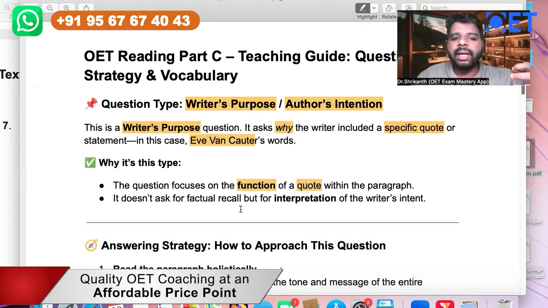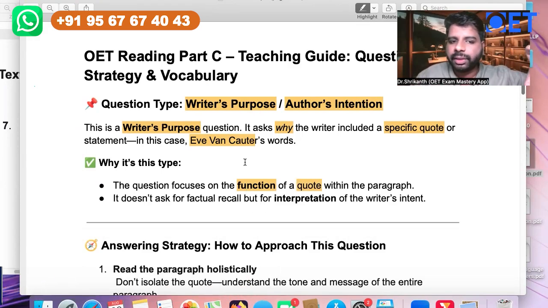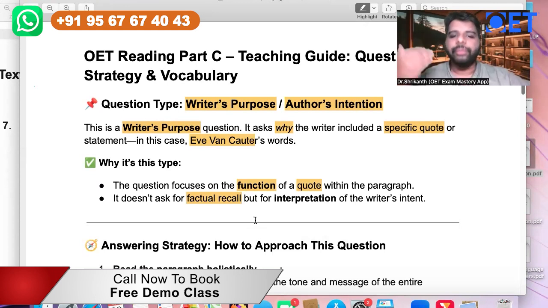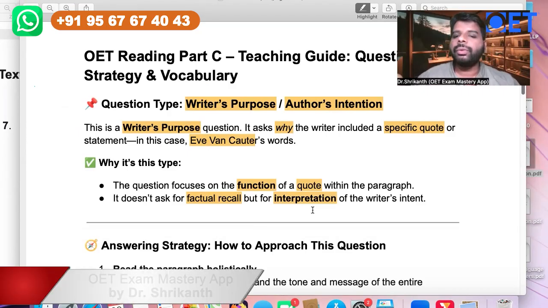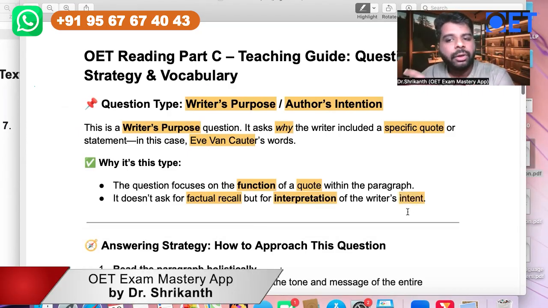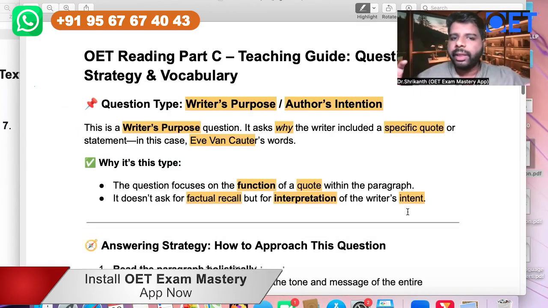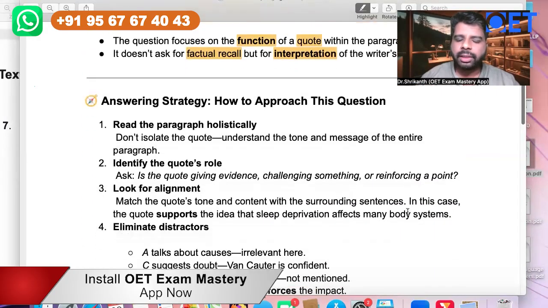You need to understand that this type of question, a purpose type question, does not ask for factual recall. They are not asking you to read the entire paragraph and recall the information. That is not what it's asking. You have to interpret, that means you need to interpret the intent of the writer. Now you see, it has so much depth to it. This is why it is called a purpose type question. So your entire focus should be on why this writer is using another person's words, that is E. Von Cotter's words.